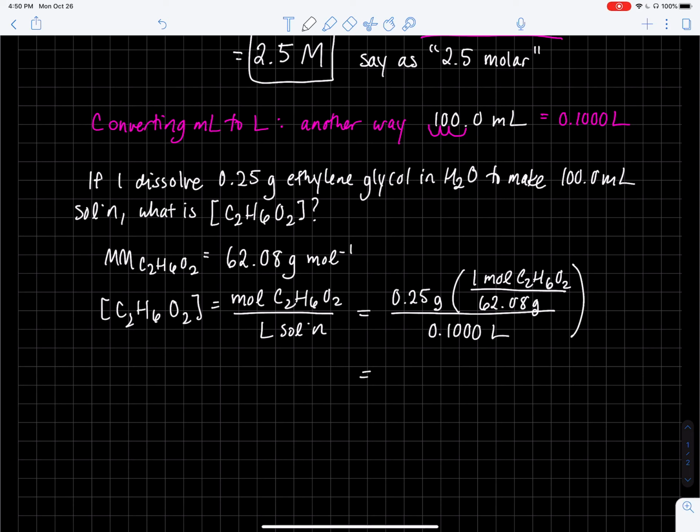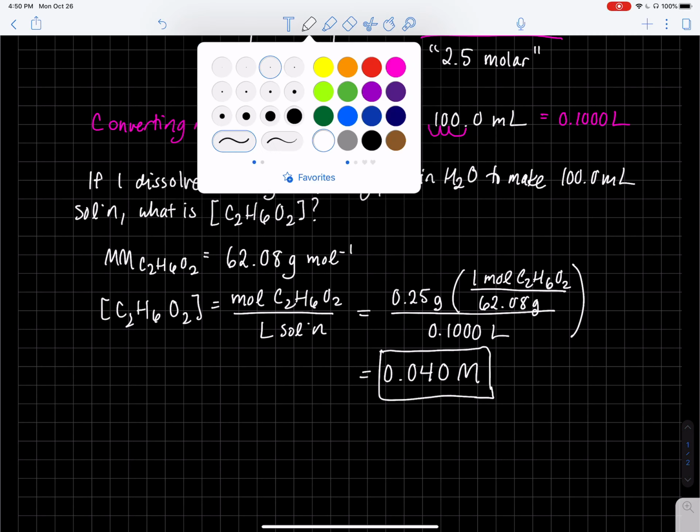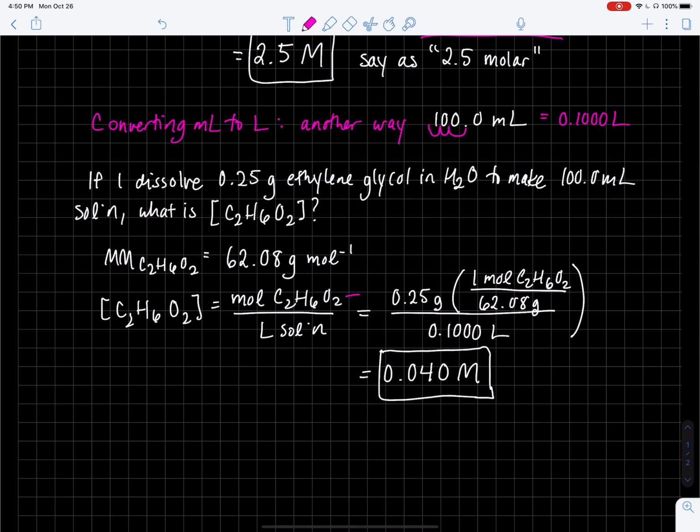And that calculation gives me, with 2 sig figs because of the 0.025 grams, 0.040 molar. Okay, so this is not a dimensional analysis; that's a starting point, ending point kind of problem. In molarity, you're always calculating a ratio. You're calculating moles on the top and dividing it by liters on the bottom.